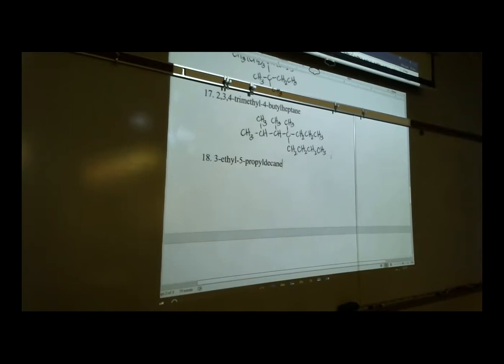Where'd my structure go? There we go. Let's do it. Okay, let's see if this one's named correctly.